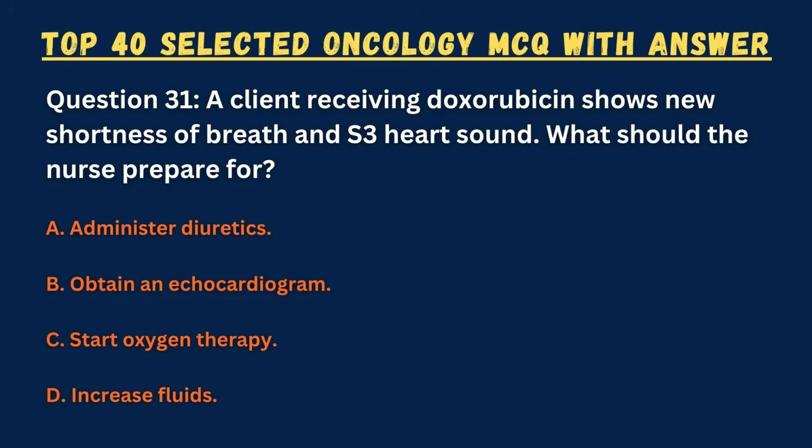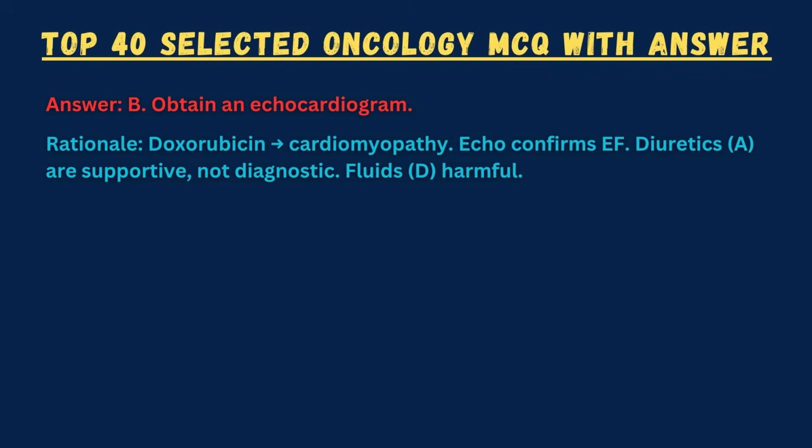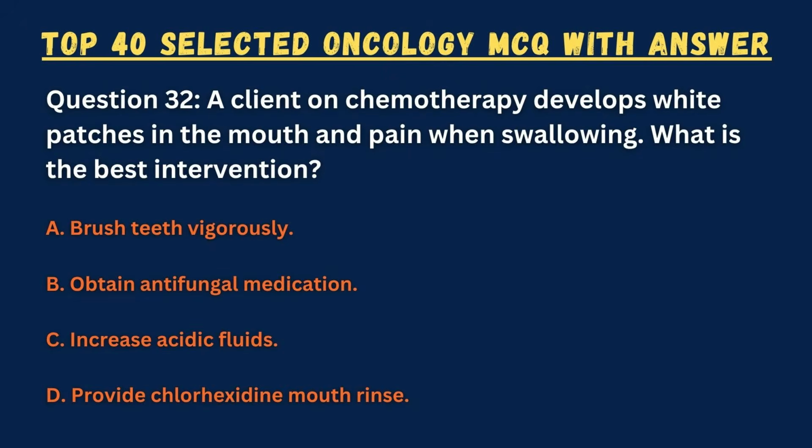Question 31. A client receiving doxorubicin shows new shortness of breath and S3 heart sound. What should the nurse prepare for? A. Administer diuretics. B. Obtain an echocardiogram. C. Start oxygen therapy. D. Increase fluids. Answer. B. Obtain an echocardiogram. Rationale. Doxorubicin cardiomyopathy. Echo confirms EF. Diuretics, A, are supportive, not diagnostic. Fluids, D, harmful.